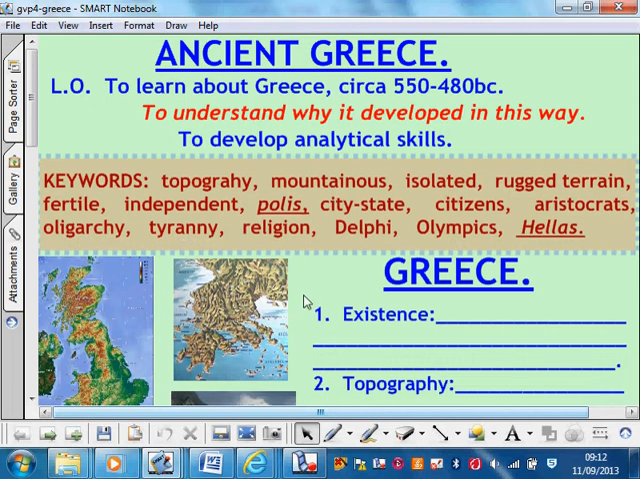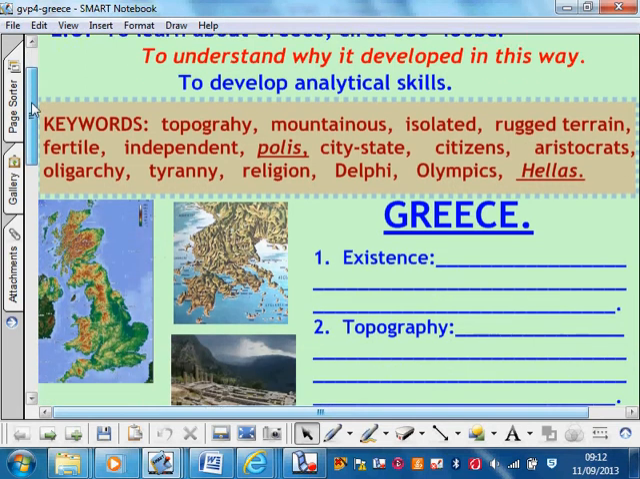Tyranny, when one person runs a place using force. Tyranny, you're a tyrant. Religion, Delphi, it's a place in Greece. Olympics, as in the sporting events. Hellas, which I'll talk about at the end of the lesson. Right, let's start.